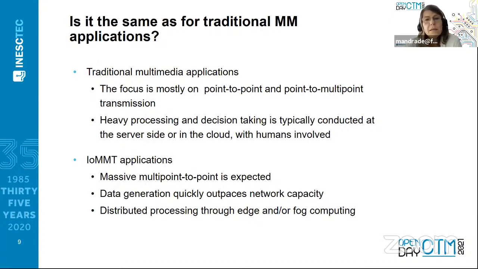Well, but there is a big difference, and the difference is on how information will circulate in an IoMMT world. It is expected to have massive multi-point-to-point communication, instead of the traditional point-to-point as in streaming, or point-to-multipoint as in broadcast or multicast. As well, the way the processing will happen, instead of being centralized, it will hopefully be distributed.